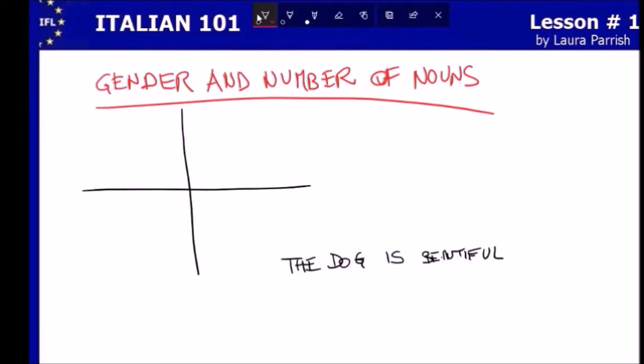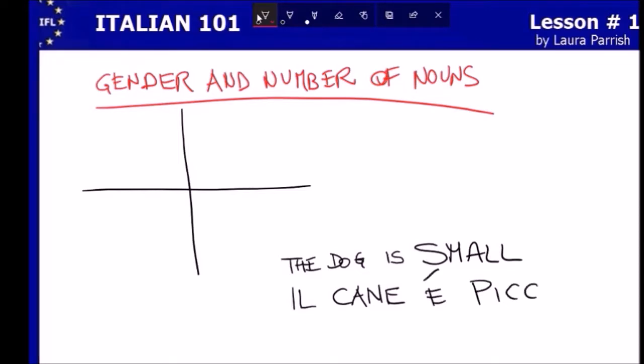Oh gosh, beautiful. I cannot write here. Let's write: the dog is... Okay, let's write small. The dog is small. Okay, so if we translate this sentence, it's going to be "il cane è piccolo."